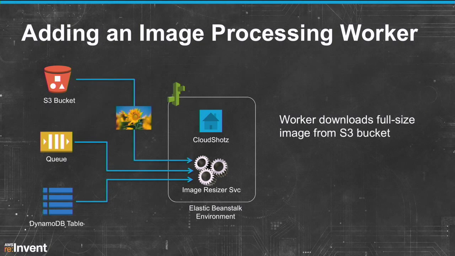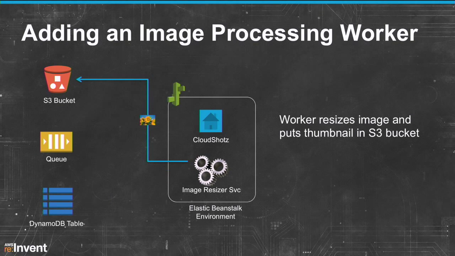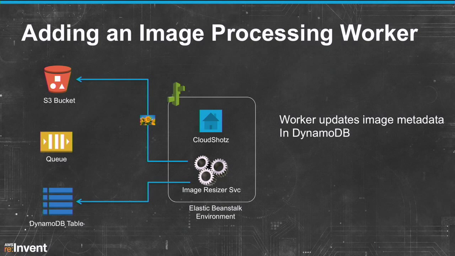Then it crunches on the image to produce a thumbnail size and puts that back in S3 with a prefix of thumbnail. And then we need to tell the web application that there's a thumbnail available because it may not be there by the time the user reloads the page. So we update the image metadata table with a thumbnail key for that image. And then the last thing we need to do is to remove the message from the queue.